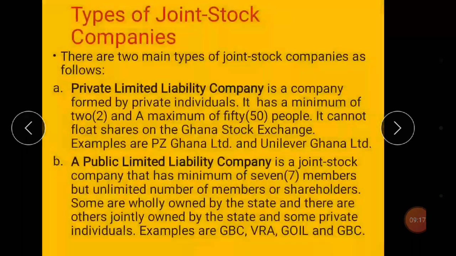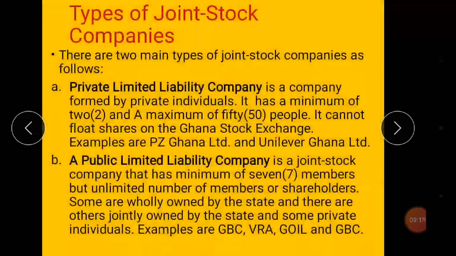Now, let's look at the types of joint stock companies. There are two main types of joint stock companies as follows. You have private limited liability company, and then public limited liability company. Remember that we said joint stock companies are also called limited liability companies. So this only means that we can have private joint stock companies and then public joint stock companies.